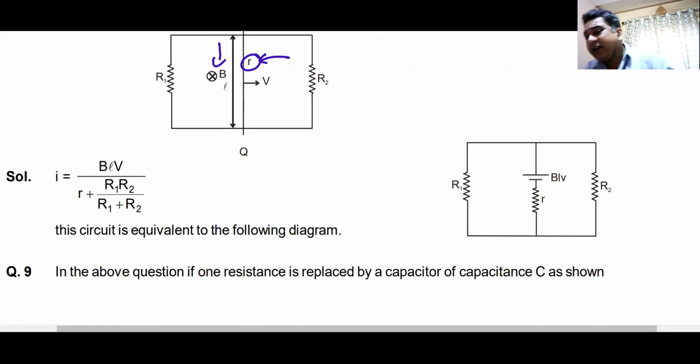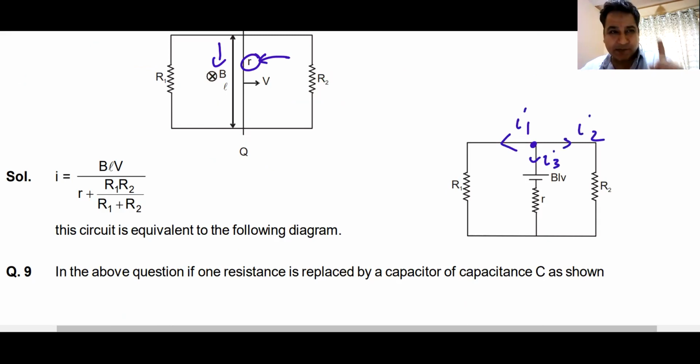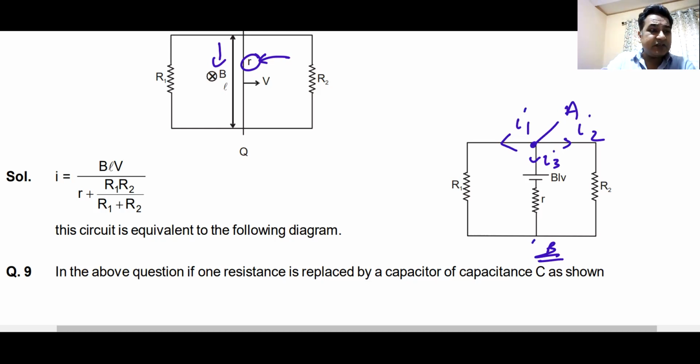I hope you can find the value of current in the three branches. Remember my tarika. What was my tarika? I1, I2, I3. Remember that. Nodal theorem, point A, point B. You can straight away get the value of I1, I2 or I3. Do we remember this nodal theorem?